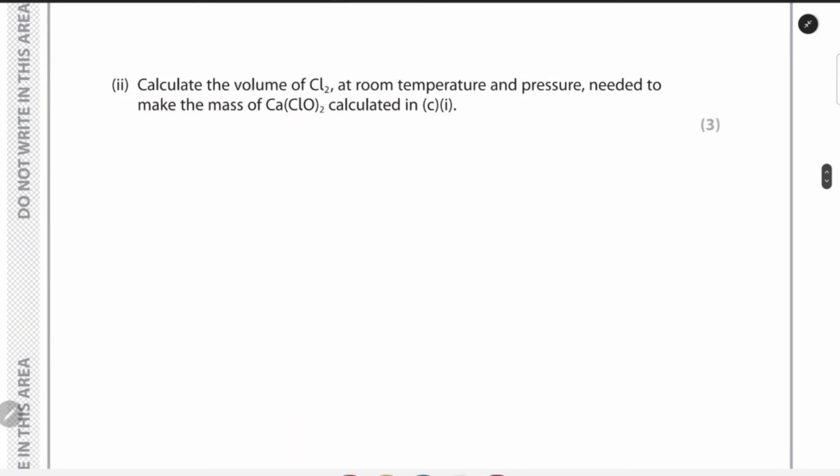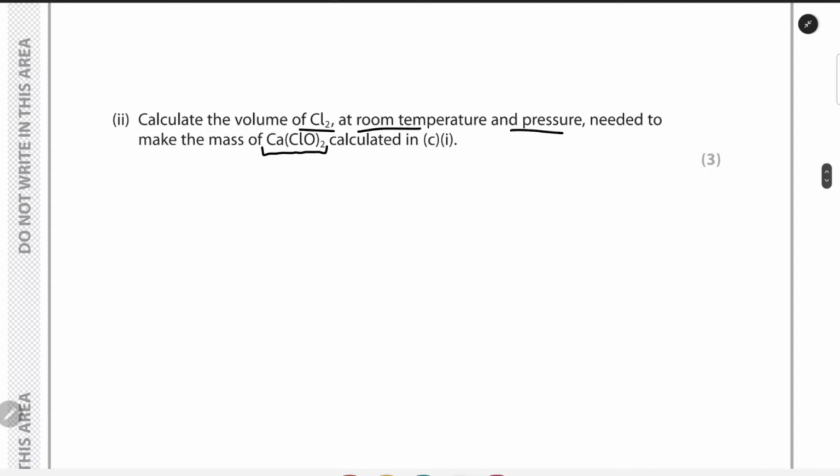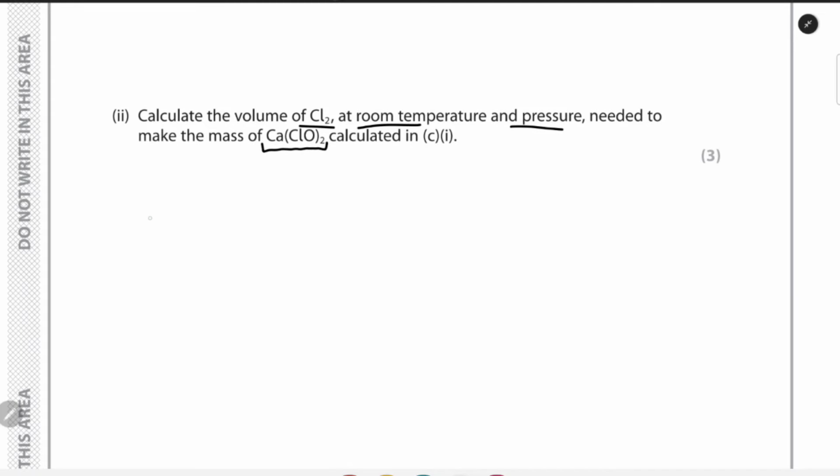Now we have to find the volume of chlorine at room temperature and pressure needed to make the mass calculated over here. Firstly, we need the moles of calcium hypochlorite used.